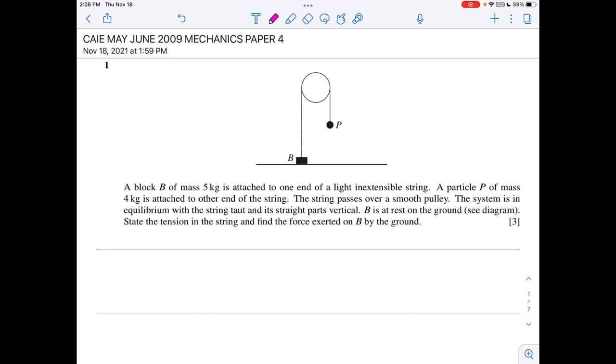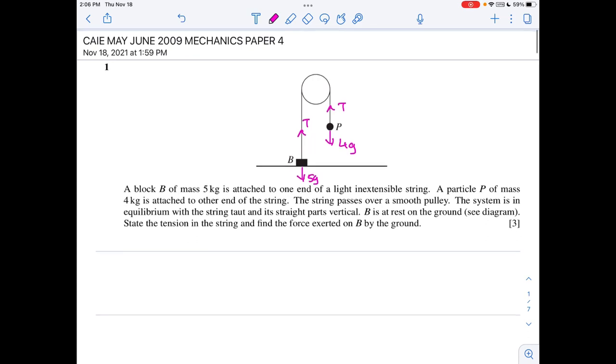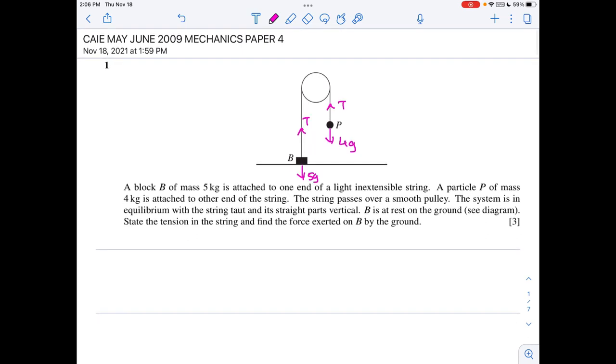A block B of mass 5 kg is attached to one end of an extensible string. A particle P of mass 4 kg is attached to the other end. So 4g will be acting downwards and tension will be acting upwards. Similarly, 5g acts downwards and the tension will be acting upwards. The string passes through a smooth pulley. The system is in equilibrium with the string taut and straight, parts vertical. B is at rest on the ground. State the tension in the string.